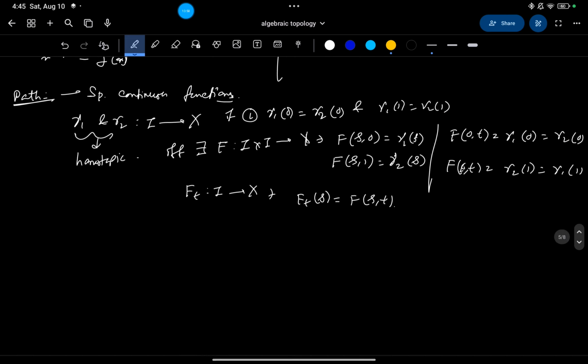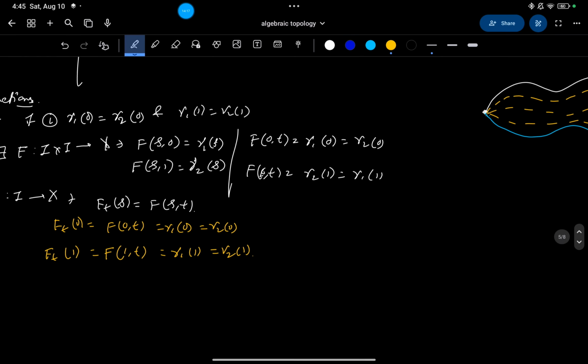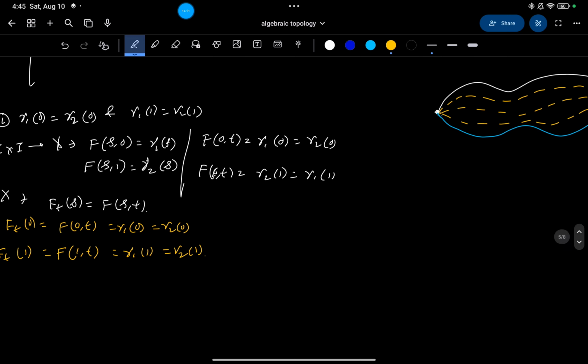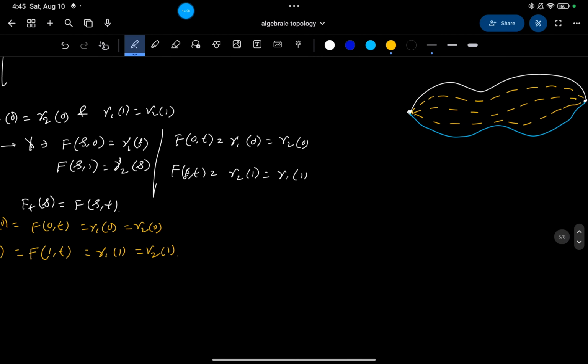So from here you can observe that for every t, f of 0 comma t is gamma 1 of 0, the same as gamma 2 of 0, and f of 1 comma t is gamma 1 of 1, the same as gamma 2 of 1. So that means for a path homotopy, the initial and the final points of each of the intermediate threads should be the same.